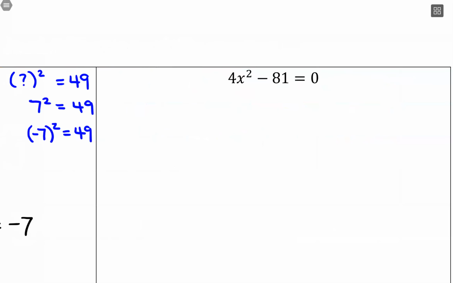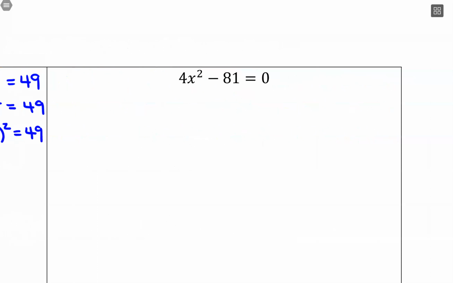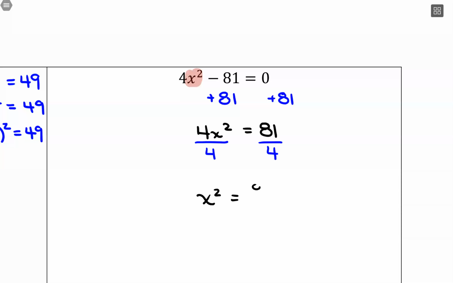So let's look at some more examples here. What I want to do is get x squared all alone on one side of the equation. So I don't want to take a square root until I do that. So what I'm going to do is add 81 to both sides, which will leave me with 4x squared equals positive 81. And then I'm going to divide both sides by 4. So I have x squared equals 81 over 4.